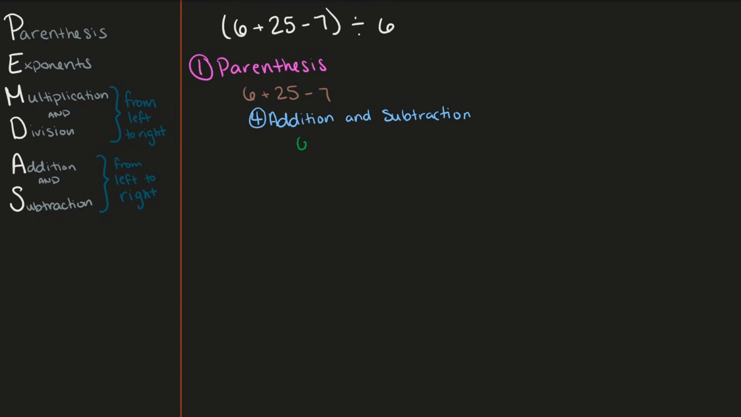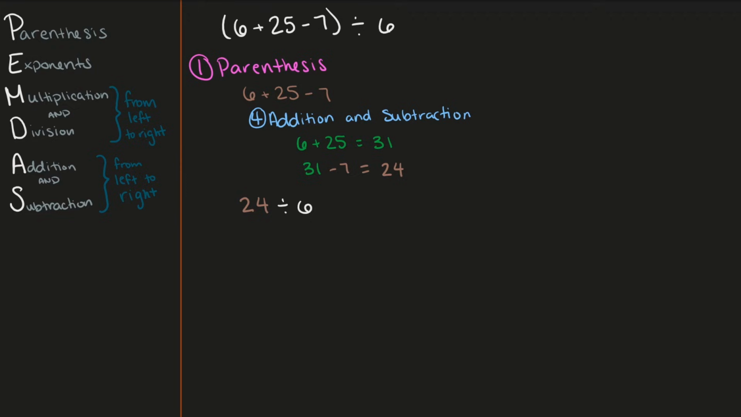We first have our addition, so 6 plus 25 is equal to 31. So now we have 31 minus 7, and 31 minus 7 is 24. So 6 plus 25 minus 7 is equal to 24. Now we have 24 divided by 6.